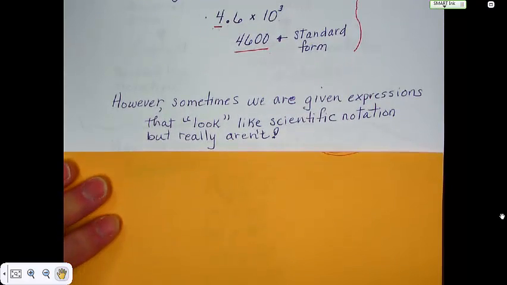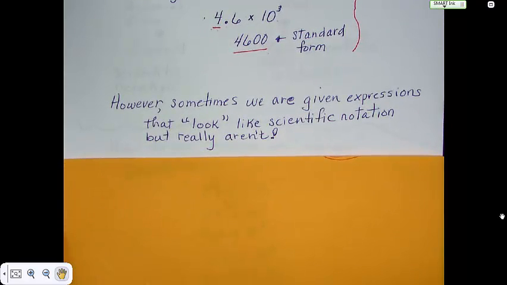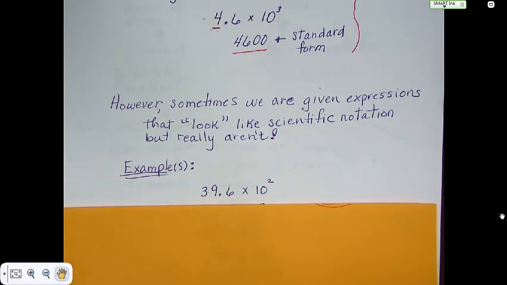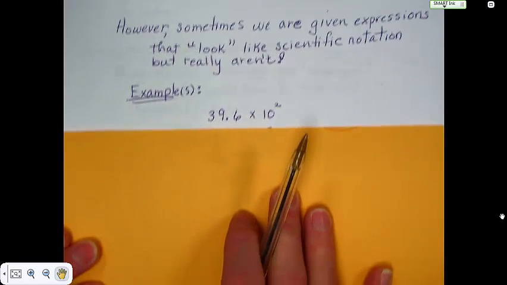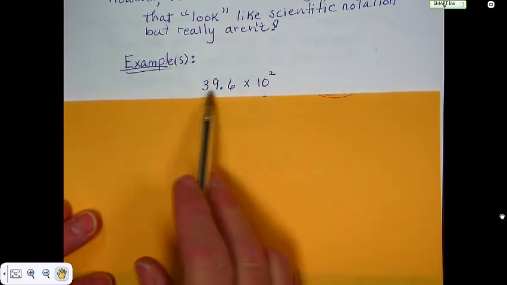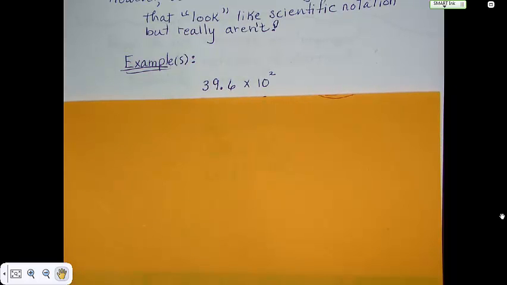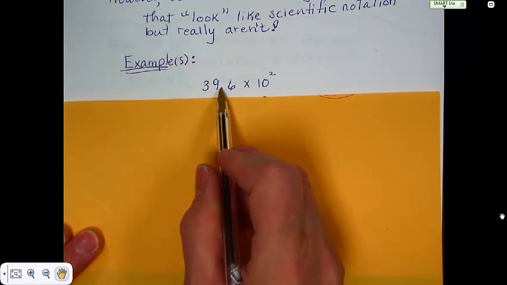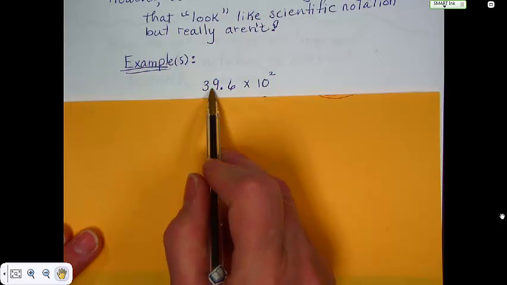Sometimes they give us expressions that are pseudo-scientific notation. In other words, they look kind of like scientific notation, but they really aren't scientific notation. And so then we have to figure out how we can change those from the pseudo form to an actual scientific notation. For instance, here's an example. Okay? Now, what is wrong with this pseudo-scientific notation? Well, if you said the decimal place is in the wrong place, you would be absolutely right. That decimal place really should be right here, not here.